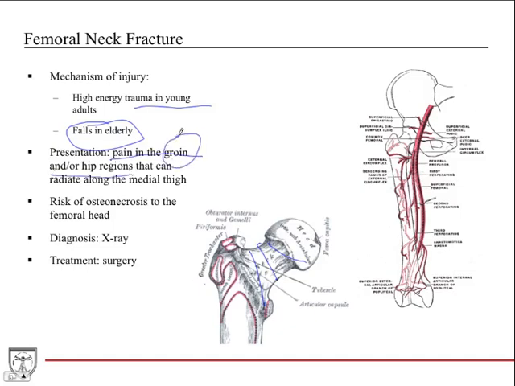So again, an important thing to know is that hip pain, or hip problems, can manifest as groin pain. And then they radiate along the medial thigh, so they travel down the thigh like this. Risk of osteonecrosis to the femoral head is a big thing here, because if you have a break here, or you have a break here and it breaks this medial circumflex femoral artery, or even the lateral circumflex femoral artery, that can cut off the major blood supplies to the femoral head. Diagnosis, you do an X-ray, you'll see the fracture, and then treat it with surgery.